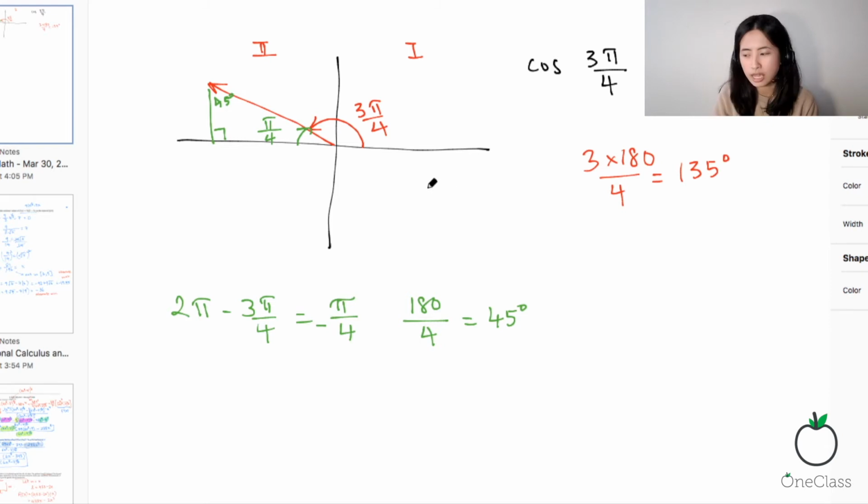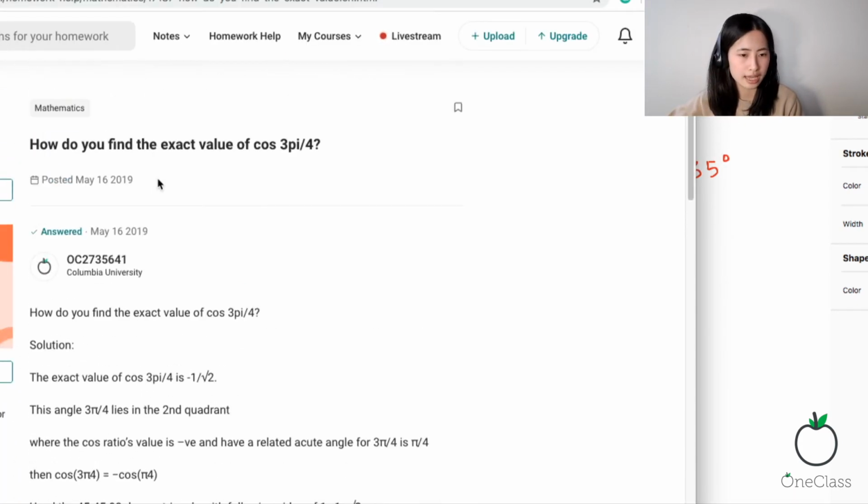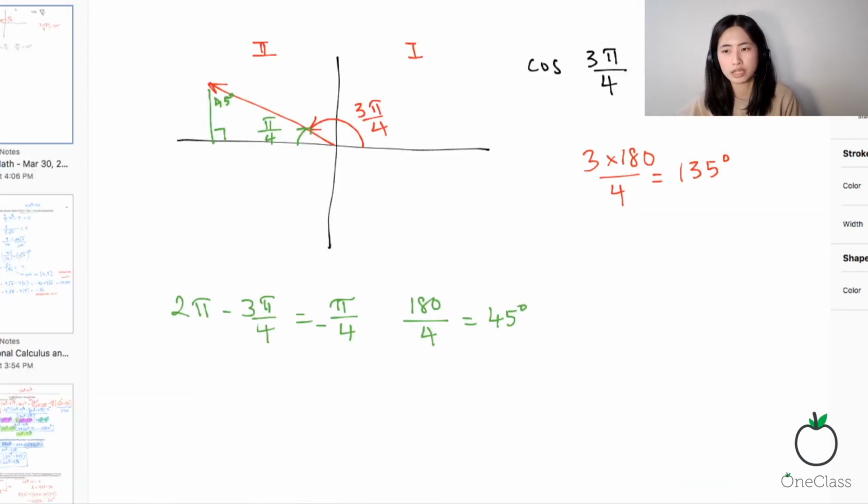So now, because if you go back to the question, let's go back to the question. On the question, it says you need to find the exact value of cosine 3 pi over 4, right? So we're going to use the special angle and see what the exact value of cosine 3 pi over 4 is. Now, because we know that the related acute angle is pi over 4, we have that negative sign and we have cosine pi over 4, right?